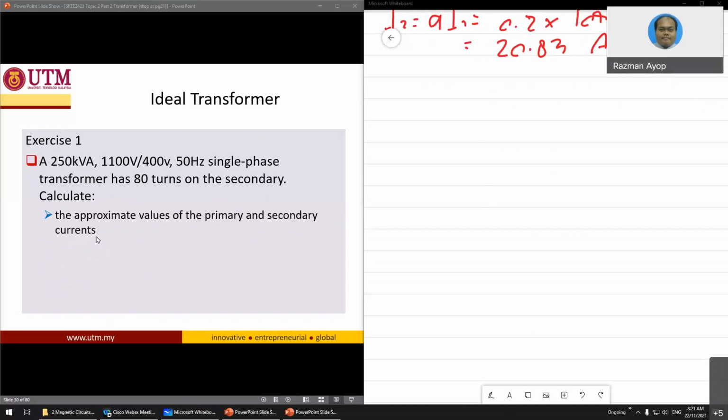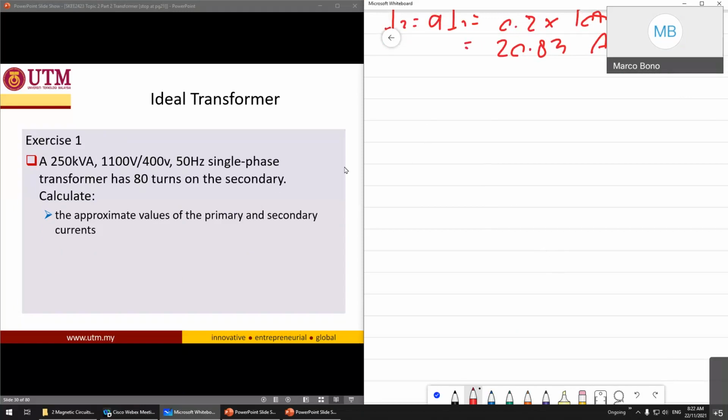What is the first step? What is the primary and the secondary current? How to calculate this? Anybody want to try? We need to find the turn ratio first. Turn ratio, yes, correct. The first thing you have to calculate is the turn ratio. So remember the E1 and E2. E1 is 1100 divided by 400, you get 2.75.